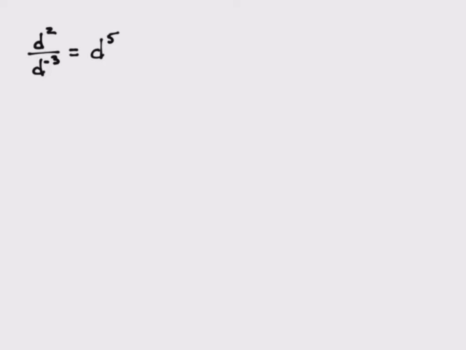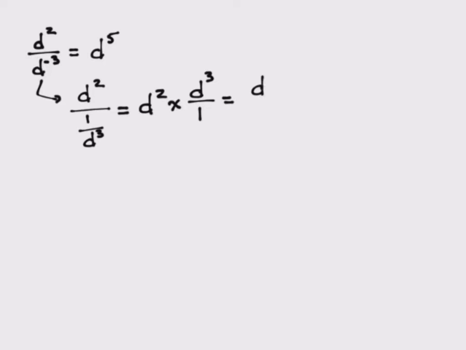But the other way is to actually go about rewriting that d to the negative third as 1 over d to the third. And of course, if we're going to divide by a fraction, that's the exact same thing as multiplying by its reciprocal, d to the third over 1. And we end up with d squared times d to the third all over 1, which is, of course, d to the fifth. But one thing I want to note is that this term with the negative exponent traveled from the denominator to the numerator, and its exponent became positive.